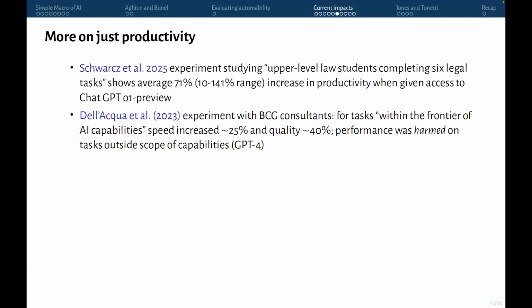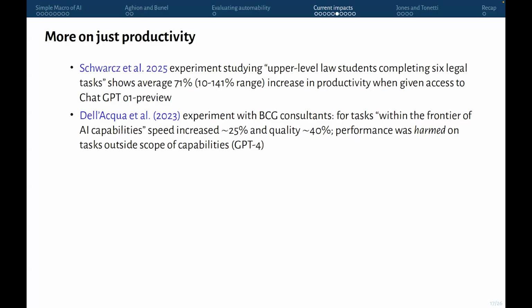There's this Dell'Acqua et al. experiment with BCG consultants. They find that for tasks within the frontier of AI capabilities, speed increased 25% and quality 40%, but performance was harmed on tasks outside the scope of capabilities. And they then talk about this notion of the jagged frontier of AI capabilities, which Arjun's going to talk about more in a bit.